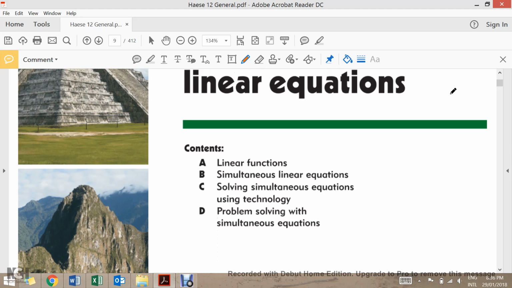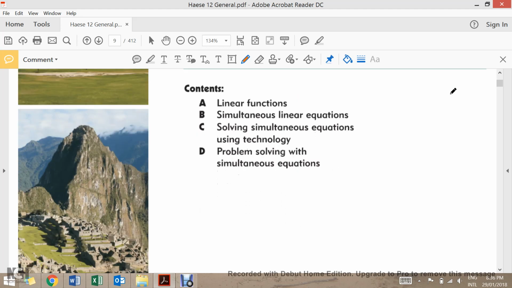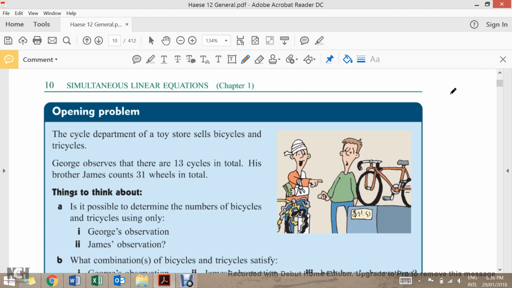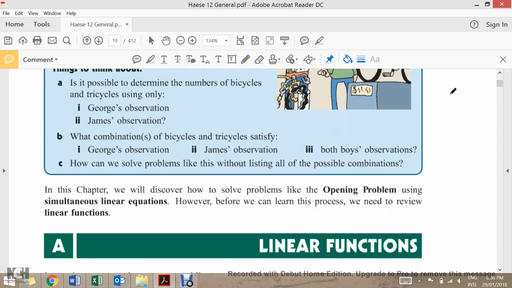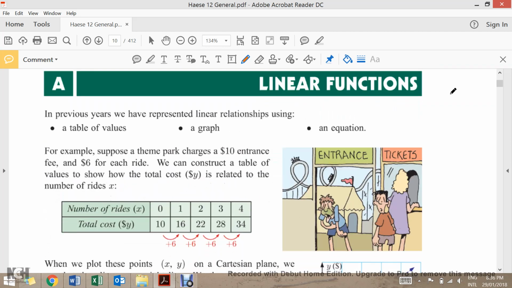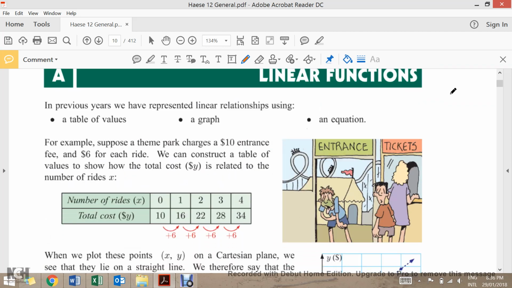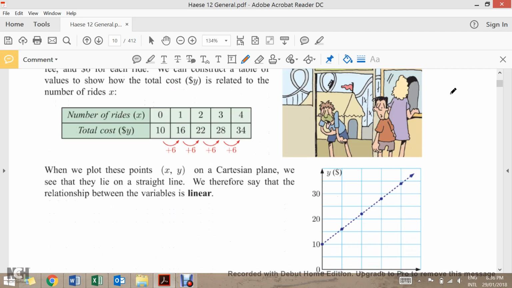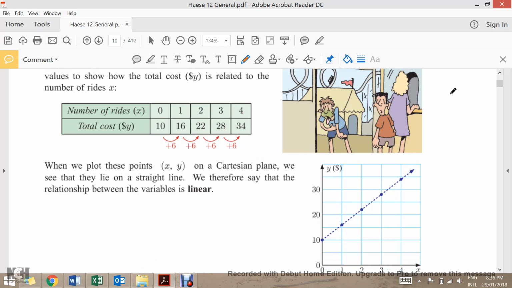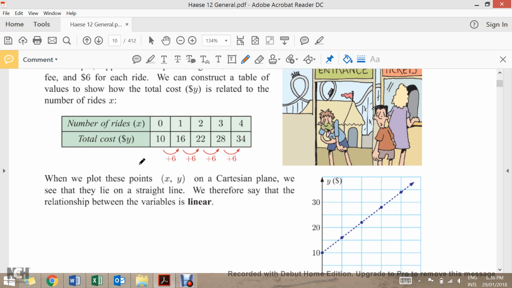So, linear functions and solving equations simultaneously. Skipping over this gear, straight into the good stuff. Linear functions are basically any equation or function that creates a straight line. So there is a linear relationship between some value y and some value x.